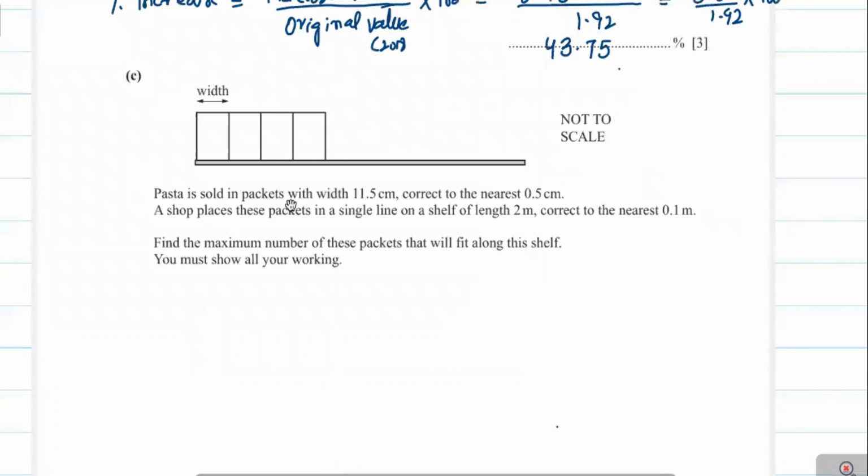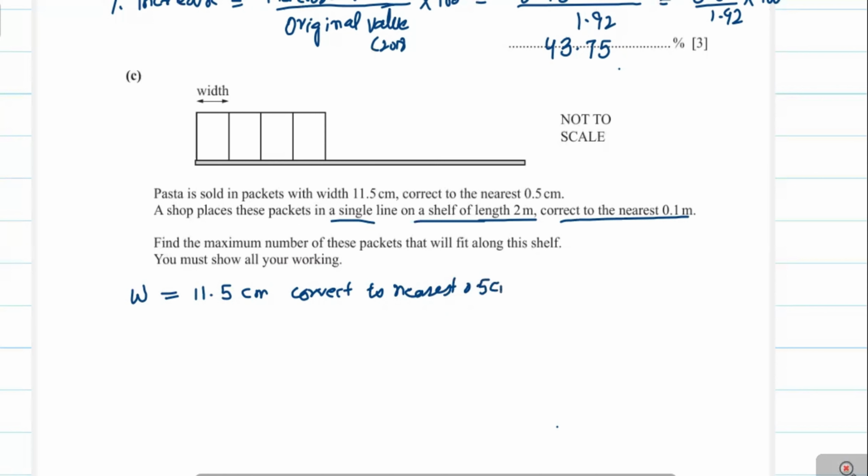Pasta is sold in packets with width 11.5 centimeters, correct to the nearest 0.5 centimeter. A shop places these packets in a single line on a shelf of length 2 meters, correct to the nearest 0.1 meter. Find the maximum number of these packets that will fit along this shelf. Now the packet width, we write it as 11.5 centimeters, correct to the nearest 0.5. Correct to 0.5 means the error will be 0.5 over 2, which is 0.25. The value will range over 11.5 plus or minus 0.25.